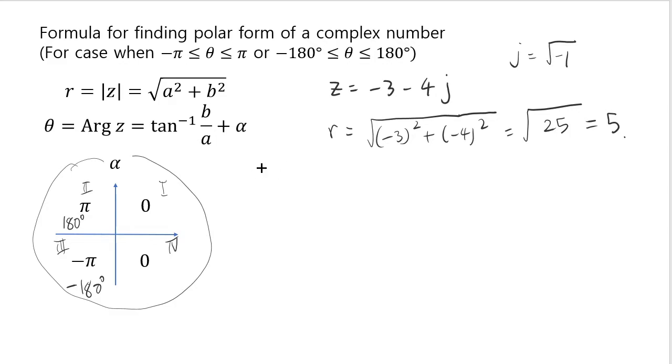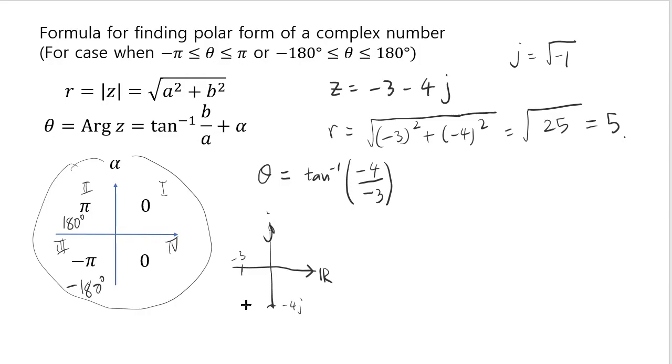Okay, now here comes the important part, the most confusing part, which is the angle theta. The angle theta should be computed as the tangent inverse of negative 4 as the b value and negative 3 as the a value, so you divide. But then you have to draw this on the complex plane and see what that means. The complex plane has the real part and the imaginary part here. The real part is negative 3, so here's negative 3. And the imaginary part is negative 4, so here's negative 4j. And then I should be using j. Yeah. Okay, and then this point right here is our given z, the complex number.